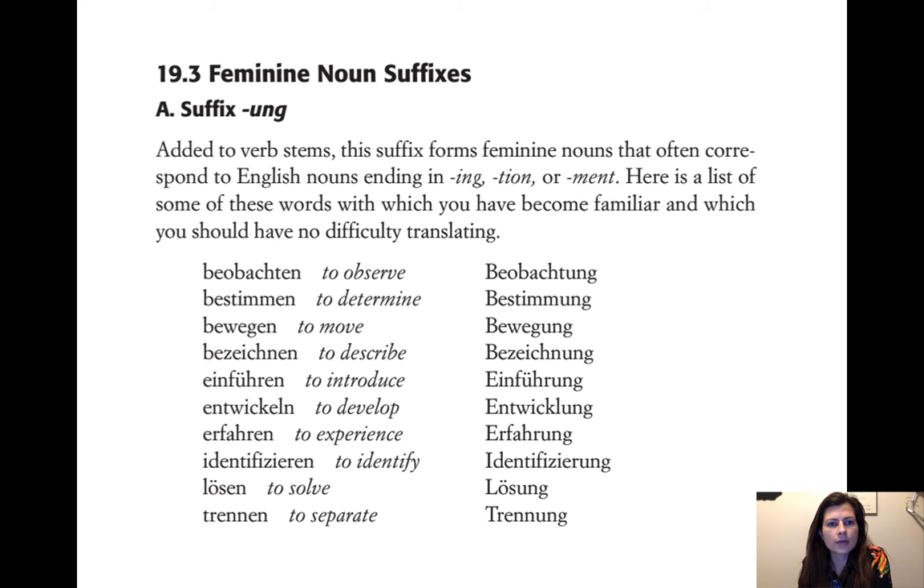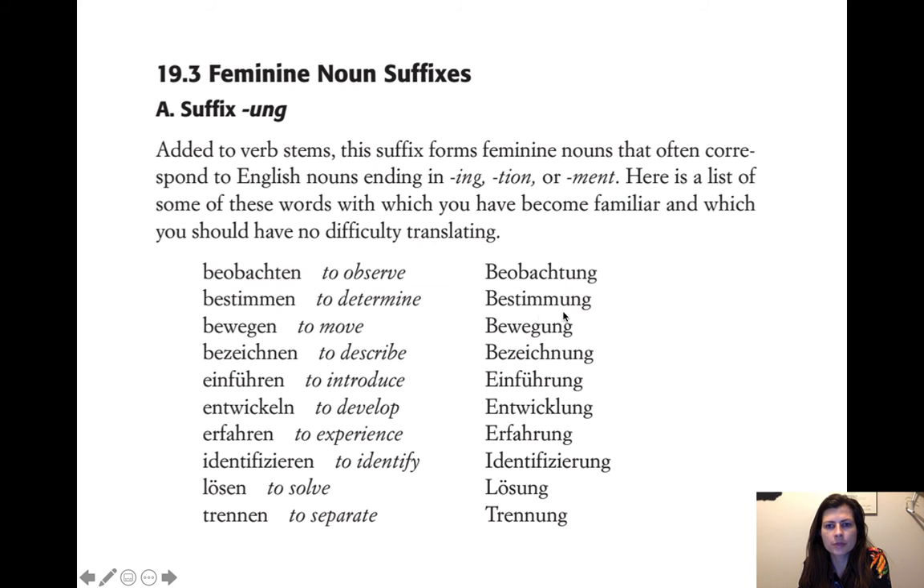And then we have this in the book. So you can see how English has -ing, -tion, I guess you say it in English "shun", and then -ment. Those are just very common noun endings, right? And German also has common noun endings. For example, -ung is super common. So that's how you go from beobachten, to observe, as a verb, to Beobachtung, which is observation or surveillance, and it's feminine. -ung is always going to be feminine.